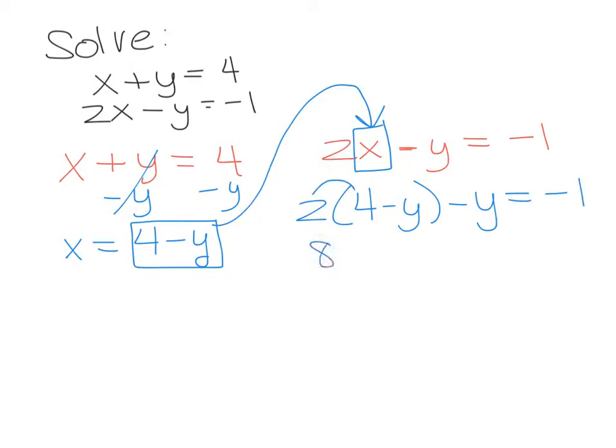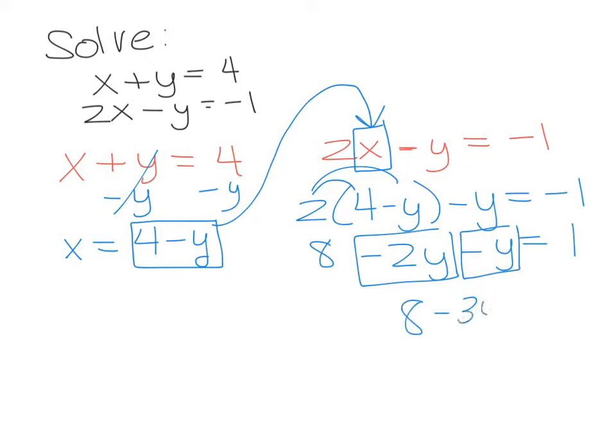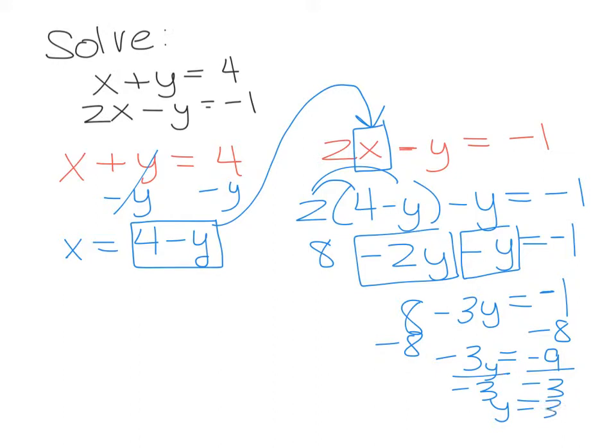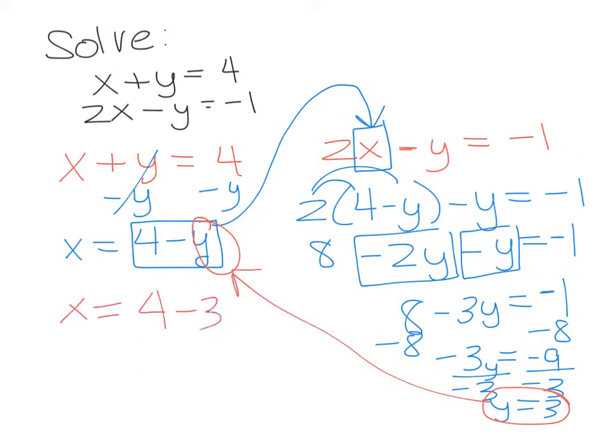I'm going to distribute my 2. I'm going to combine my like terms. Negative 2y and negative 1y make negative 3y. I'm going to subtract 8. Negative 1 minus 8 is negative 9. And I'm going to divide by my negative 3. So y is 3. Now, I need to take that y value and bring it back over to the problem I was working with before and substitute that in as well. x is 1. And so your solution, you write the x first and the y second, is (1, 3).